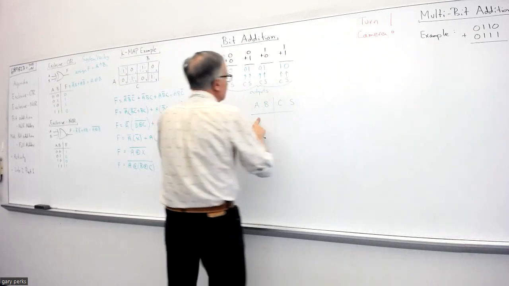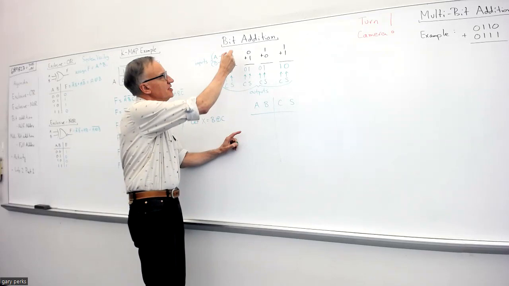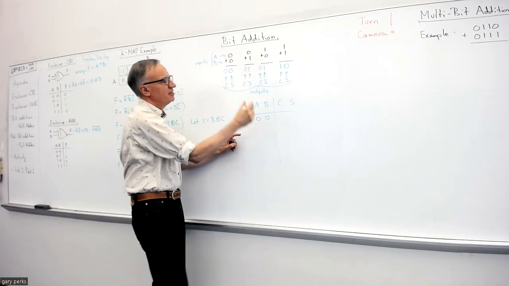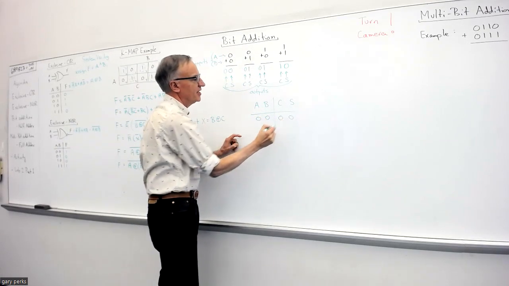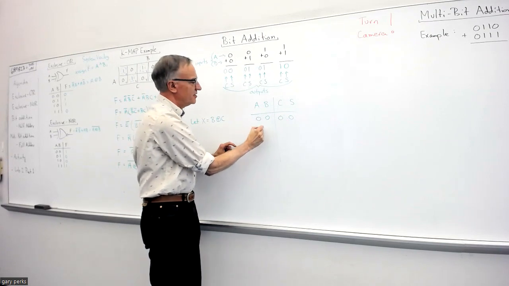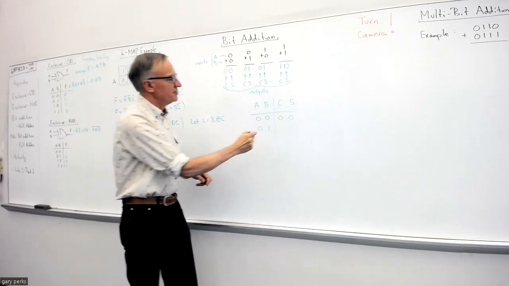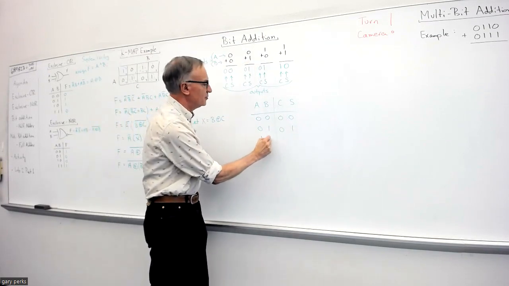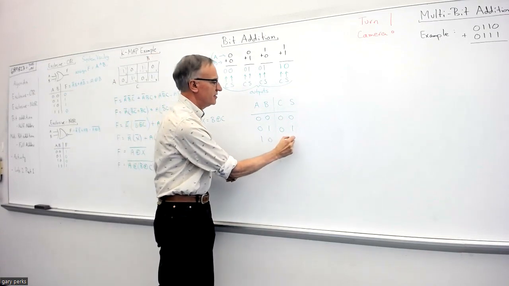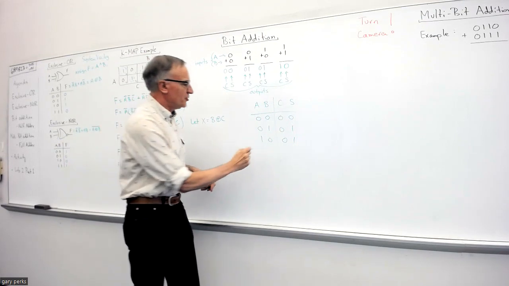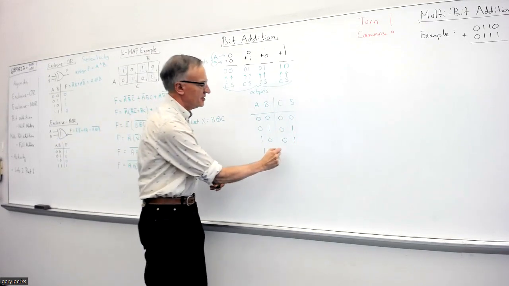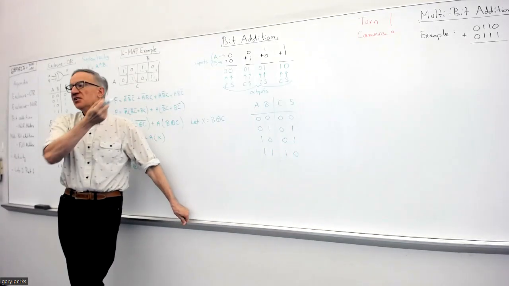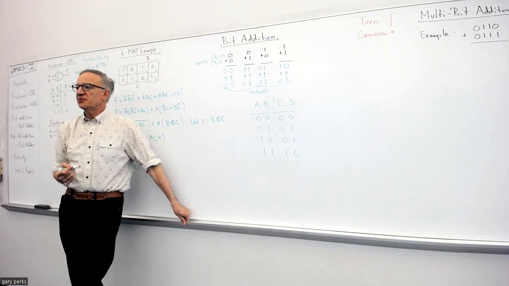Now I'm just going to put these rules into the truth table. When A and B are both zero, C is zero, S is zero. When A is zero and B is one, looking at this rule here, C is zero, S is one. When A is one and B is zero, C is zero, S is one. And when both inputs are one, then my C is one and my S is zero. So I'm just translating those rules into the truth table.